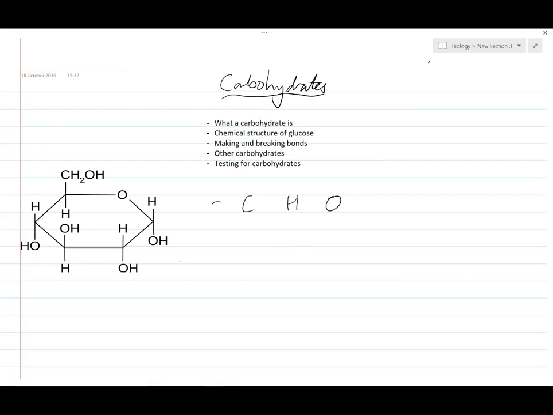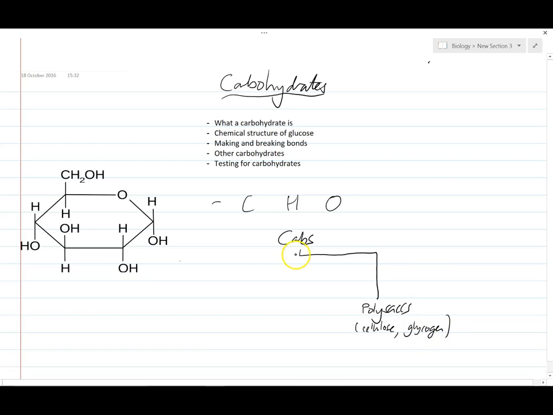We can generally split carbs into 3 main groups. We can have one group over here, which are the polysaccharides. Polysaccharides, so that would be things like cellulose, glycogen.